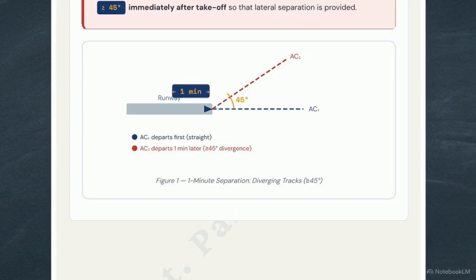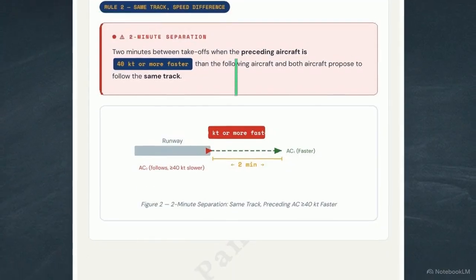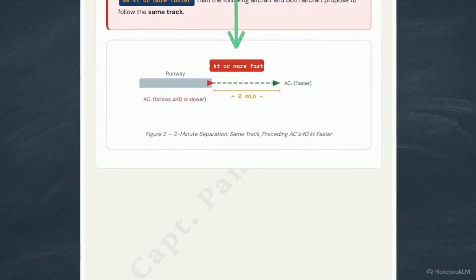This diagram illustrates Rule 1. A 1-minute separation is applied if the aircraft fly tracks diverging by 45 degrees or more immediately after takeoff. This ensures lateral separation is provided almost instantly. This graphic shows Rule 2, addressing aircraft proposing to follow the same track. A 2-minute separation is required if the preceding aircraft is 40 knots or more faster than the following aircraft.